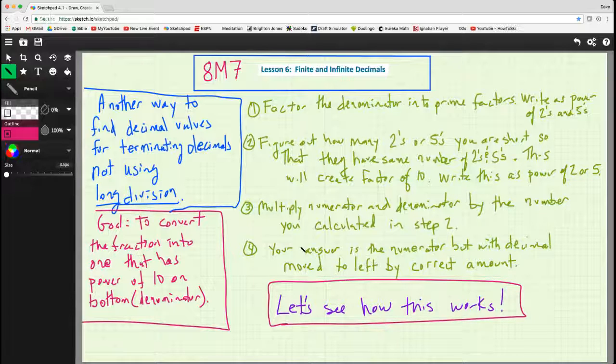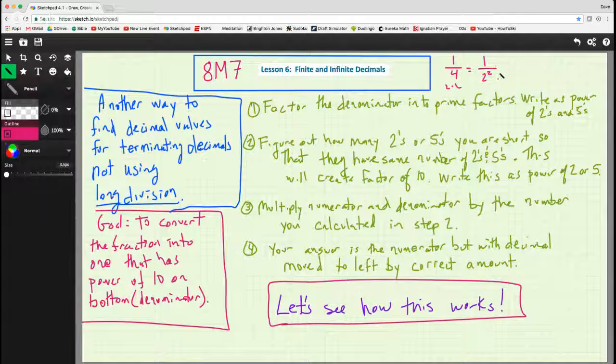So we're going to factor the denominator into prime factors, and we're going to write them as a power of 2s and 5s. So for example, in 1 over 4, we're going to do a prime factorization, which is 2 times 2. And so we're going to write this as 1 over 2 squared. Okay, that's step 1. Step number 2 is we're going to figure out how many 2s or 5s you are short so that you're going to have the same number of 2s and 5s. This will create a factor of 10 on the bottom.